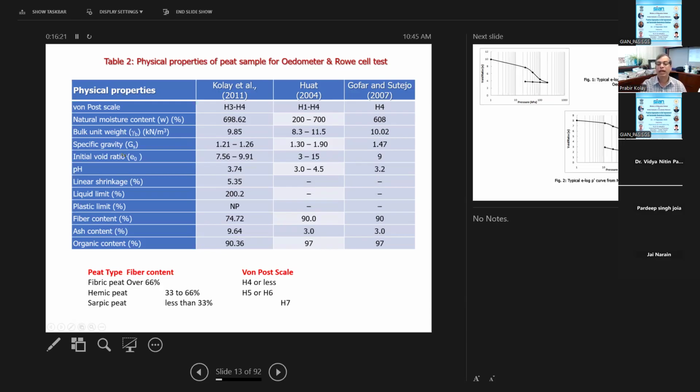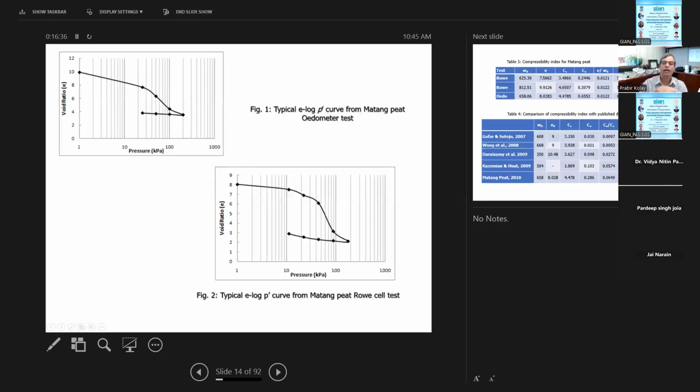And then the von Post scale is H4 or less in this case, H4 or H5. If it is sapric, then it is H7. And then we did all the different tests, and finally we did the consolidation test over here.